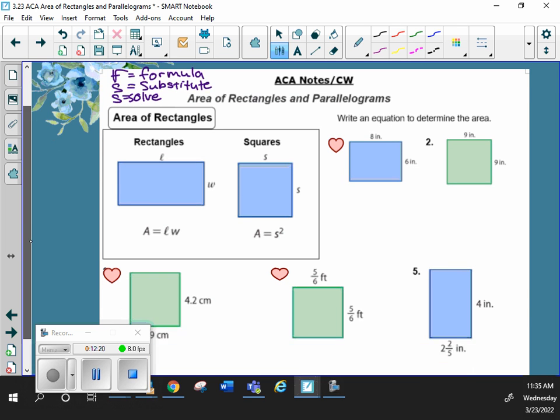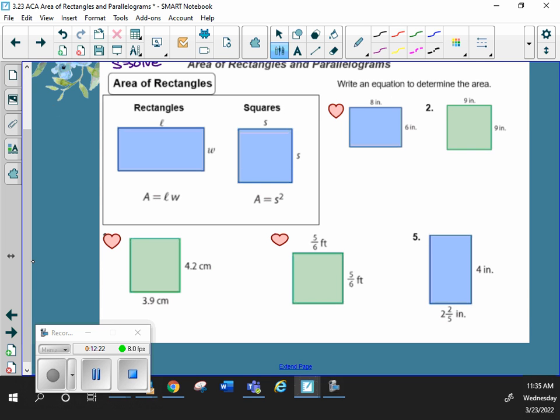Okay? So, we have rectangles, we have squares. Again, in elementary school, y'all use the length times width. In junior high, we have the base times height formula. They're the same things, it's just different letters. Okay? So, let's do an equation. We're just going to solve for the area. So I have this shape right here.